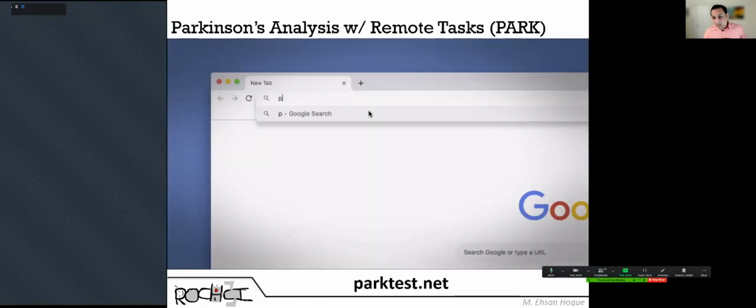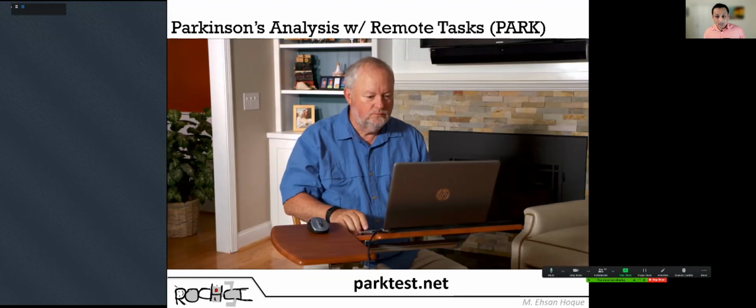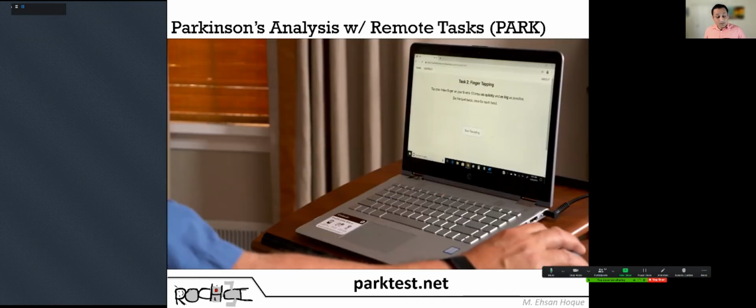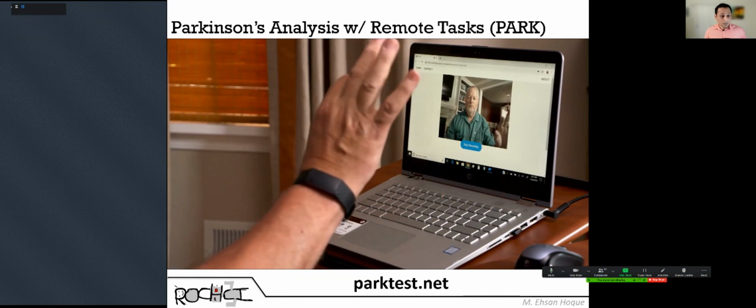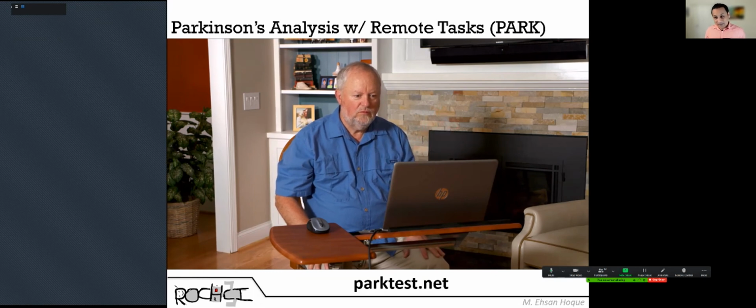So from that, we built a system called parktest.net that's available online, where people can go and perform a set of neurological tests. And there's also one HCI challenge: many of these individuals are so severe, they cannot use the keyboard or mouse. So how would they go about navigating a website and performing 20 different tasks? So we had to solve that.